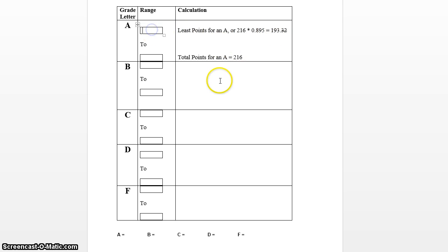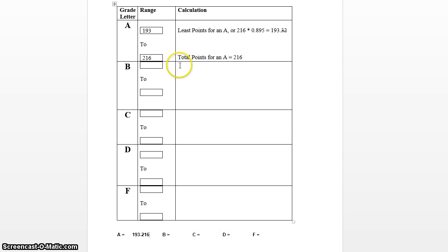So our range here is, in order to earn an A, you have to earn at least 193 points, and you can earn up to 216. If you're in that range, you have an A. And I'll go ahead and plug that in down here. 193 to 216. All right, so we've got our first range done. Now we need to do B, C, D, and F.